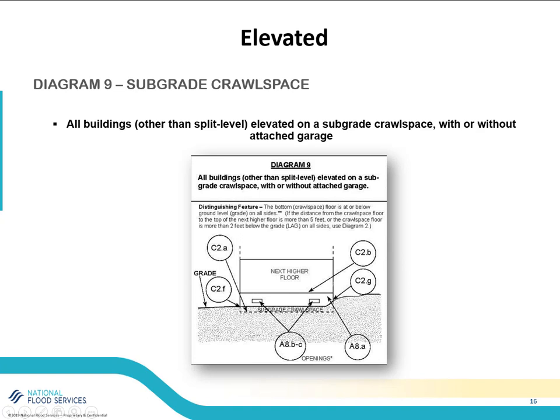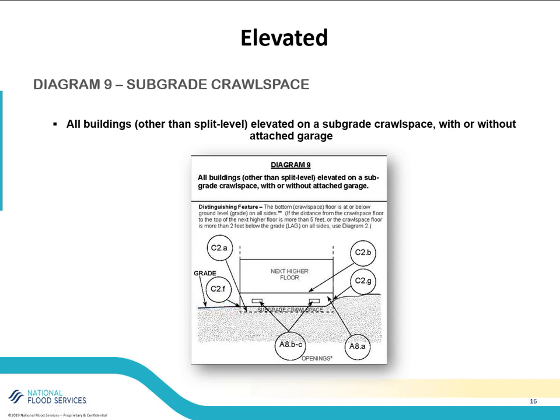Diagram 9 is also an elevated structure with a crawl space, so the rules and regulations stated in the previous slide will be applied. Also, if this type of structure is located in a zone beginning with the letter A, the venting criteria must also be met. If the venting criteria is met, the floor used for rating would be C2B, which is the top of the next higher floor. If the venting criteria are not met, the floor used for rating would be C2A, which is the top of the bottom floor.